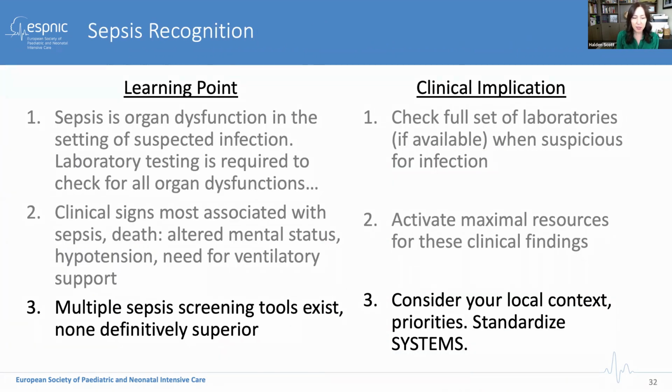So the learning point is that multiple sepsis screening tools exist. None has been established as being definitively superior. So it's important to consider your local context priorities and standardize your systems.